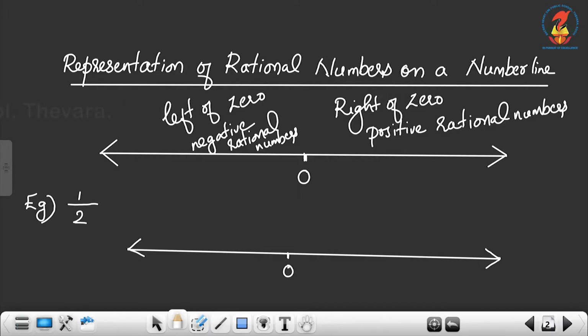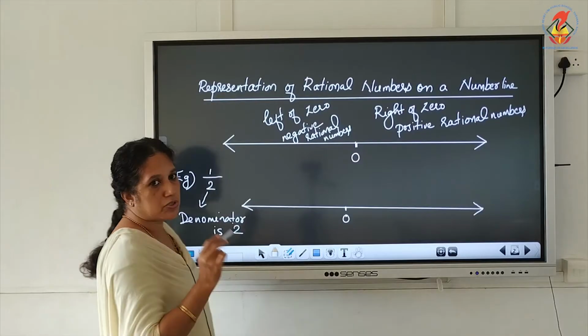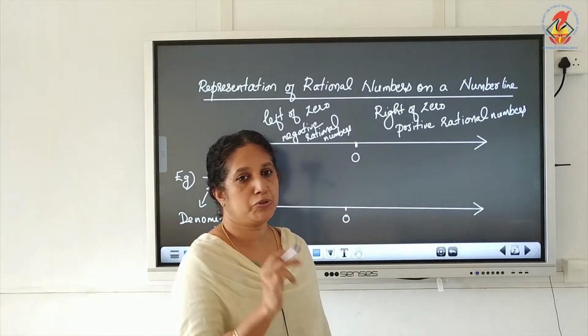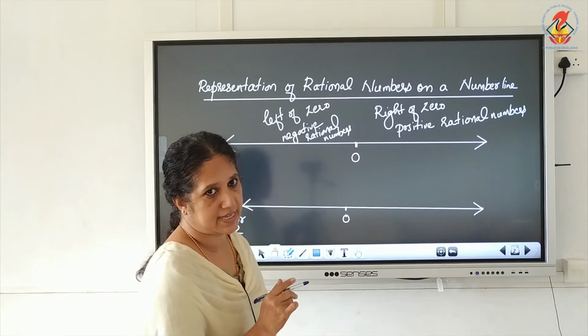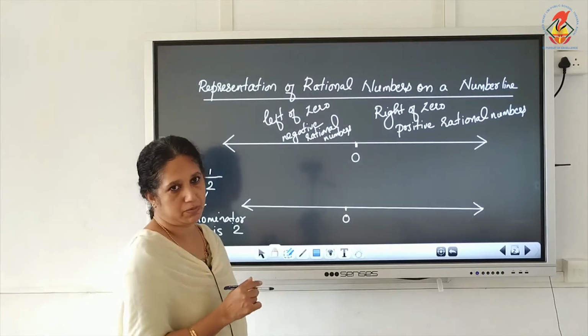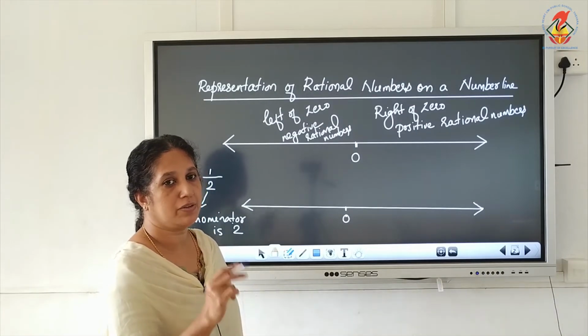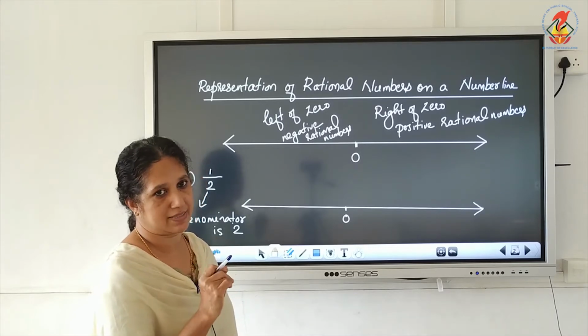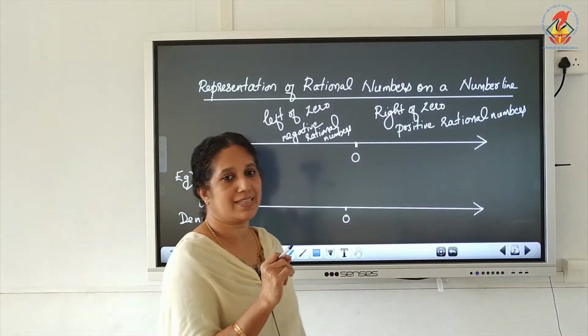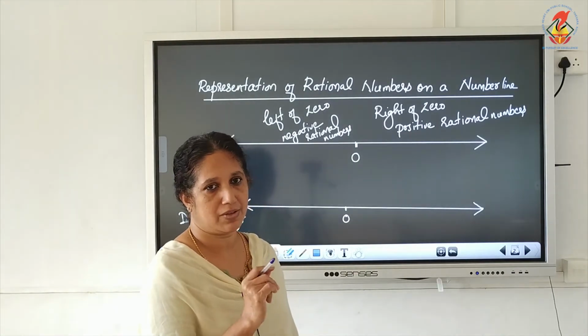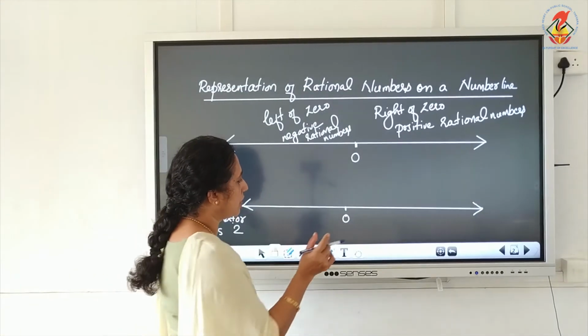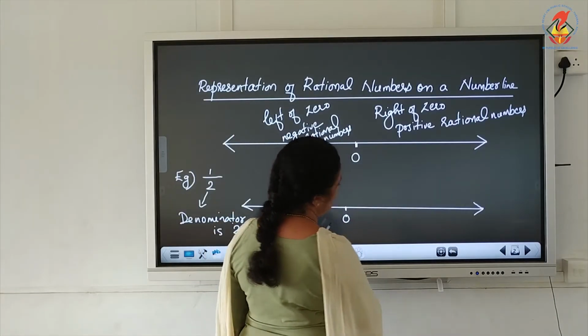Now, how can we mark it? Look at the denominator. What is the denominator here? Denominator is 2. So, you have to mark 2 points at equal distances to the right of 0. How many points do you have to mark? 2 points at equal distances. This equal distance we can take as 1 centimeter on your scale. So, you have to mark 2 points on the right of 0.